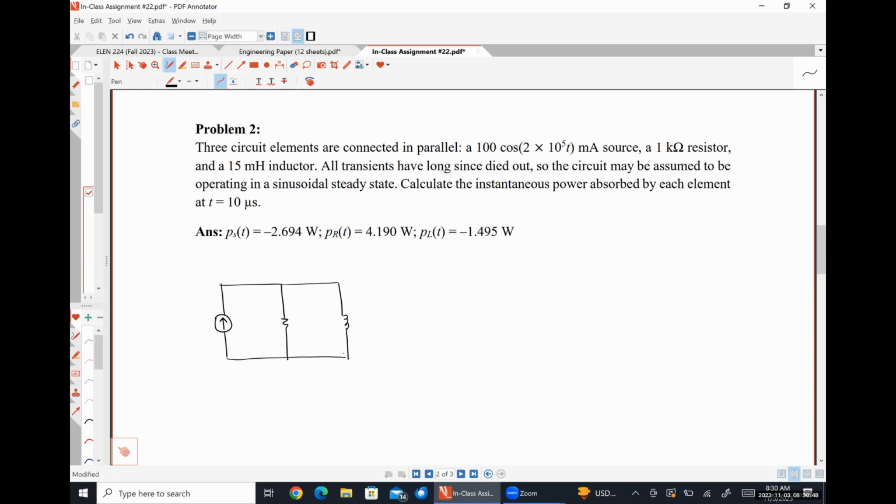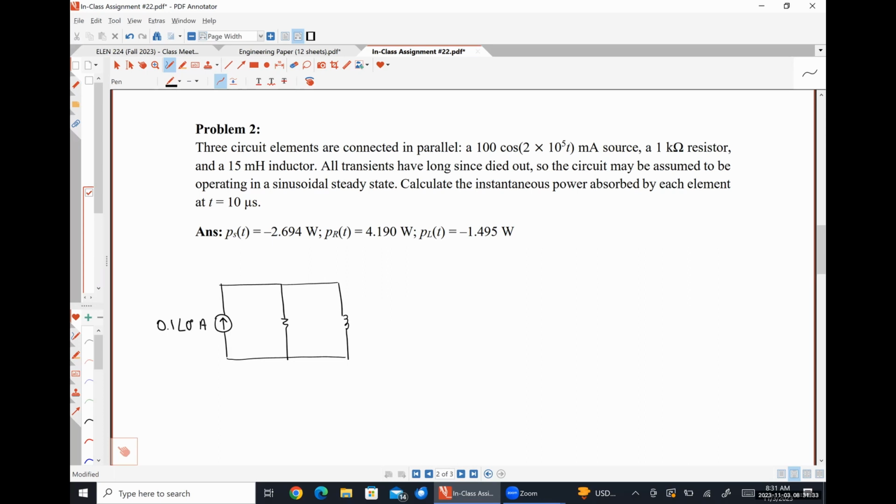So my current source is 100 cosine 2 times 10 to the 5t milliamps. How am I going to represent that current source as a phasor current? So 0.1. All right. Exactly right. So 0.1 angle 0 degrees amps.